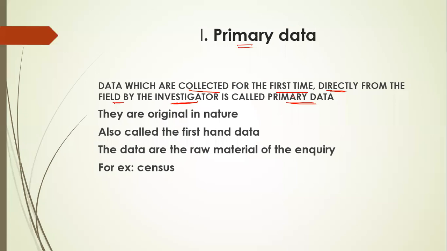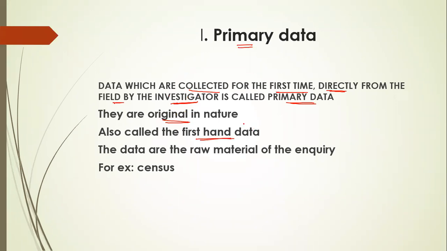So you personally go and find the data for the first time, that is called primary data. And this primary data is original in nature. So here there is no duplicate; you personally go and collect it, so the data is always original, it is a fact. Okay, and it is also called first hand data.